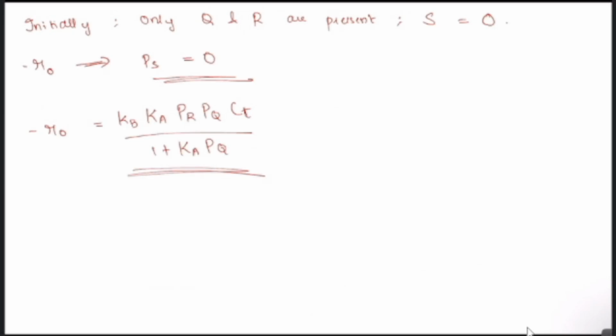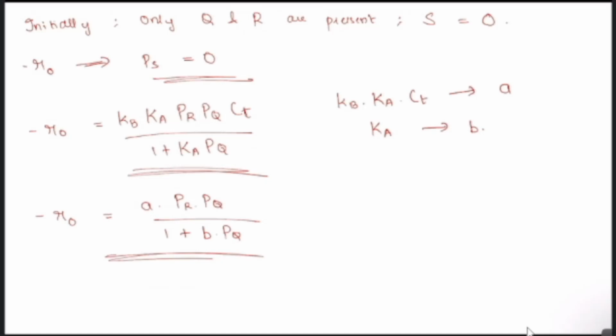Now if we take Kb into Ka into CT as a constant A, and Ka as B, we'll get this initial rate as minus R0 equal to A into PR PQ by 1 plus B PQ.